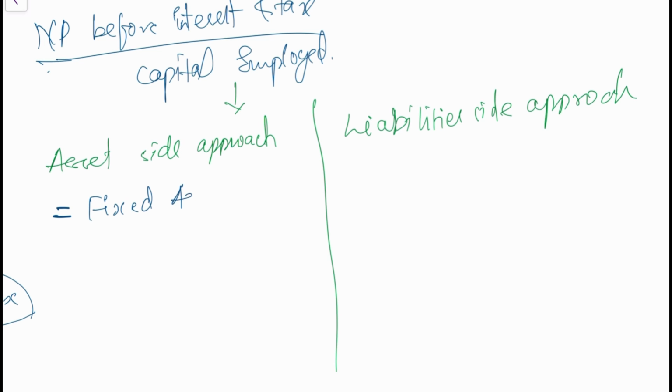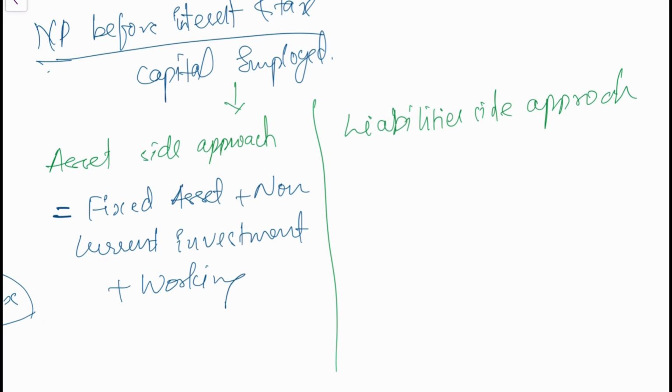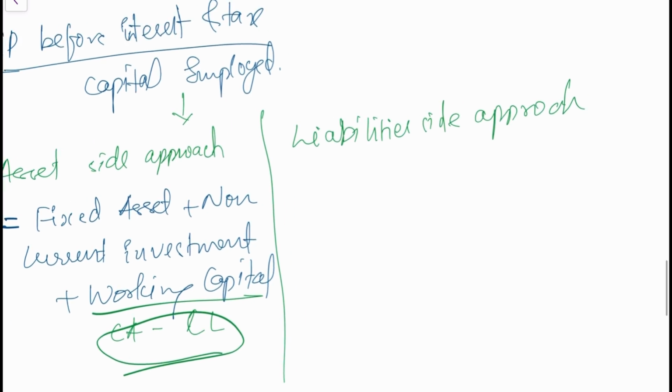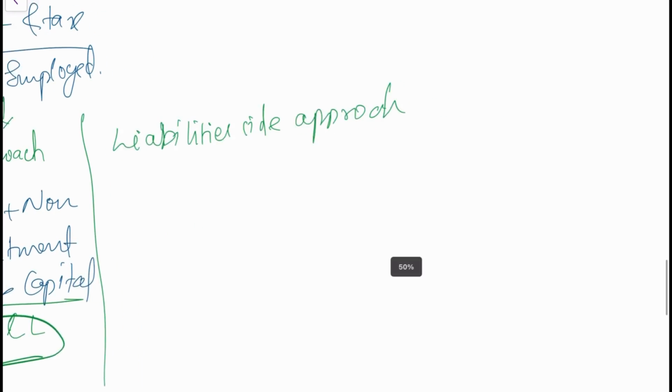Fixed asset plus non-current investment plus the working capital. So how to calculate this working capital? It is current asset minus current liability. If working capital is not given, you can use this formula, current asset minus current liability. You can add this current asset and reduce this current liability.